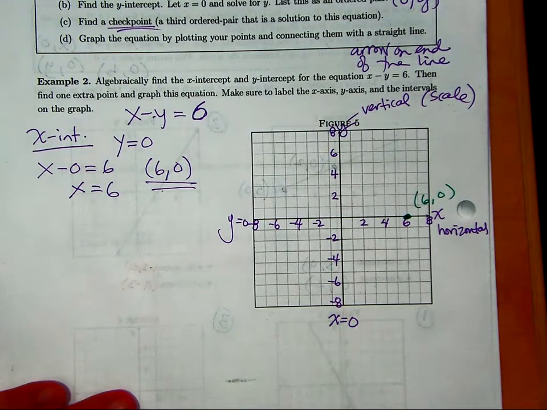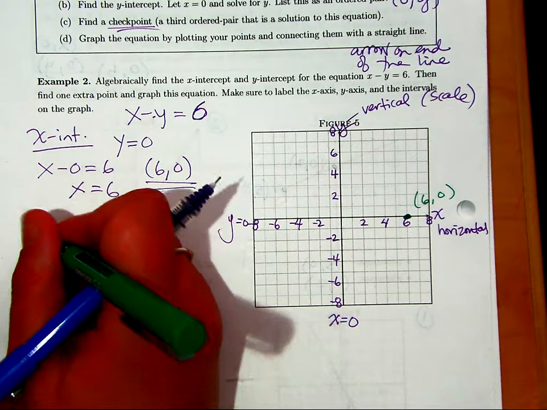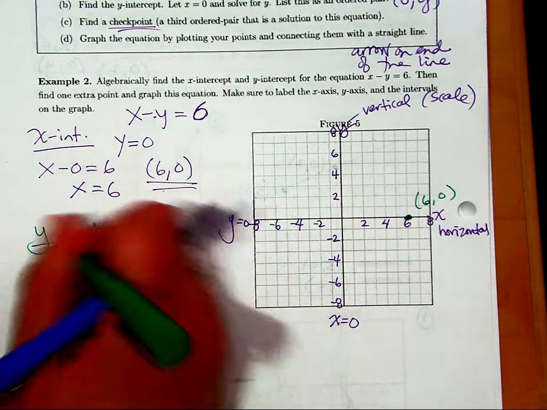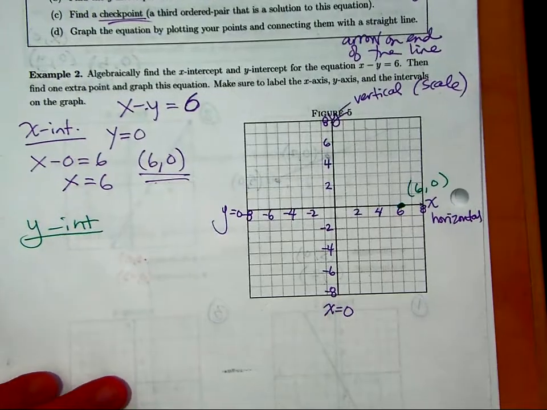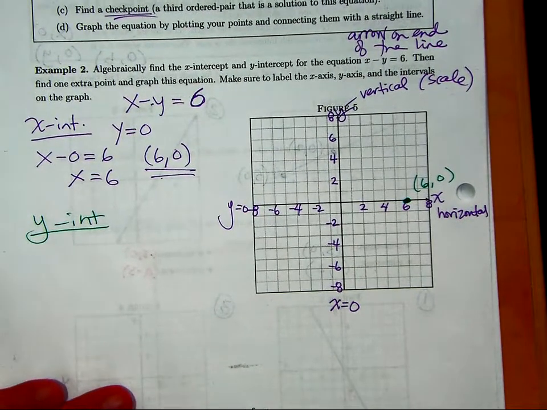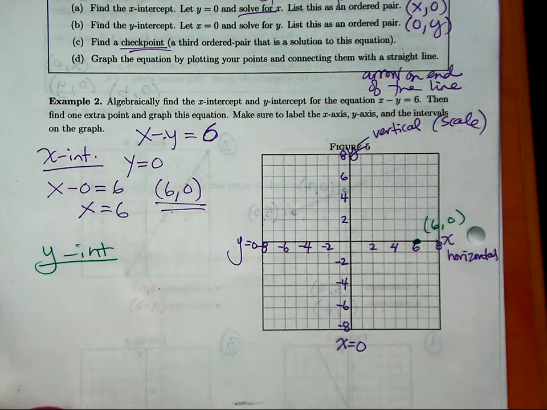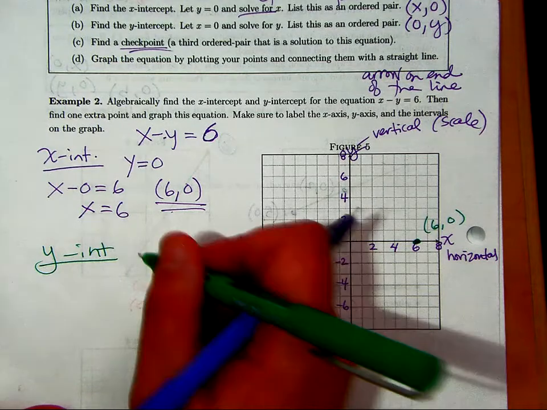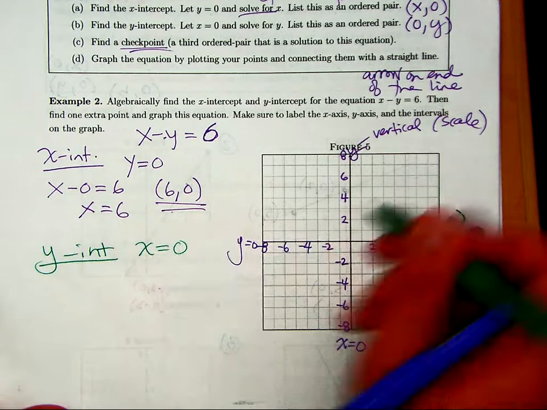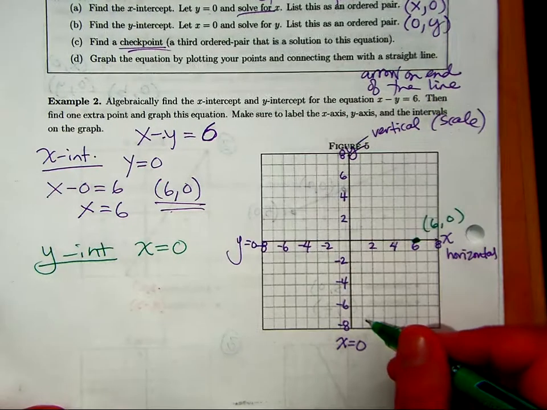x-axis. Good. Next, I will find the y-intercept. So who can tell me what I should do to find the y-intercept? There's the instructions right there. To find the y-intercept, what will I do? Let x be 0. X equals 0 is on the y-axis, right?